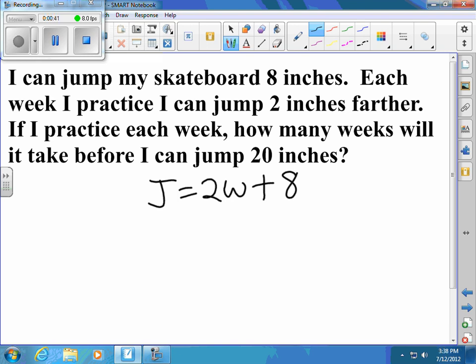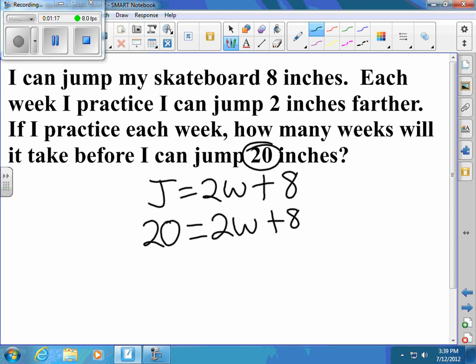If I practice each week, how many weeks will it take before I can jump 20 inches? I replace my jump distance J with 20. Everything else is the same. You might be able to just see that 2 times what number plus 8, and you could know what that number is. But let's go ahead and show the steps for solving that, just in case we work with solving equations that are not so easy to see.